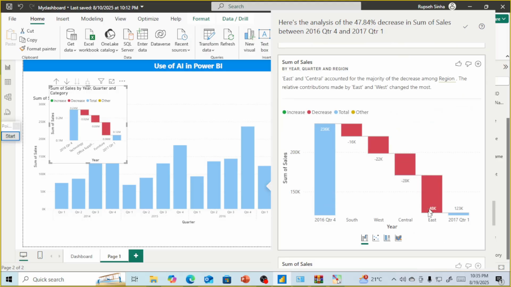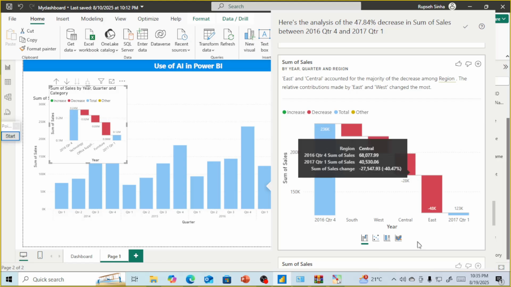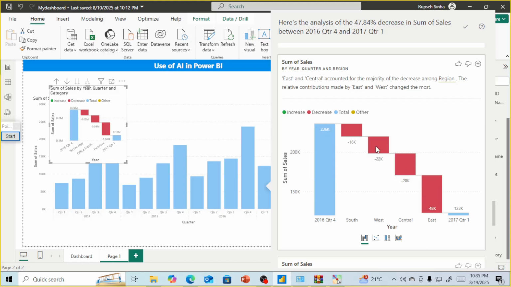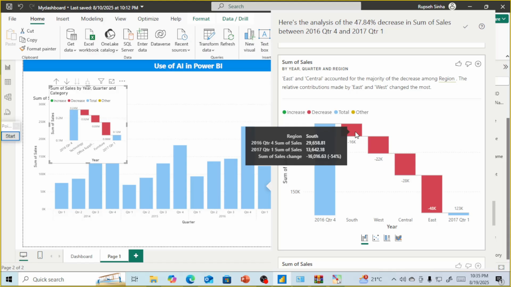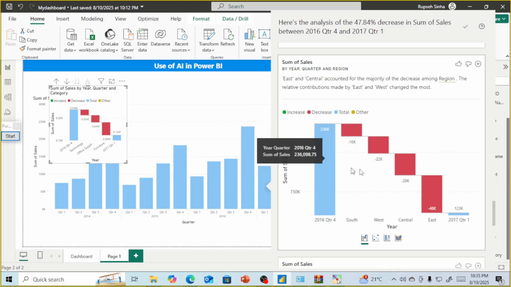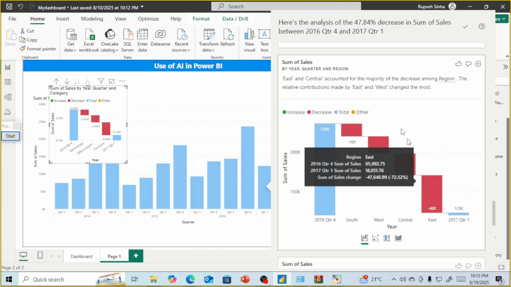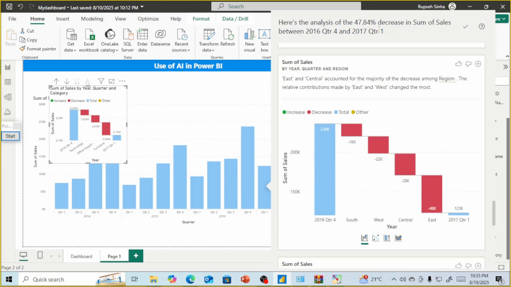East has contributed 48,000 decrease, Central has contributed 28,000 decrease, 22k decrease by West region, and 16,000 decrease in the sales contributed by South. So we are able to understand what is happening in different regions and how the sales are going to come less. And a 47.84% decrease in sales between quarter 4 and quarter 1 has happened.